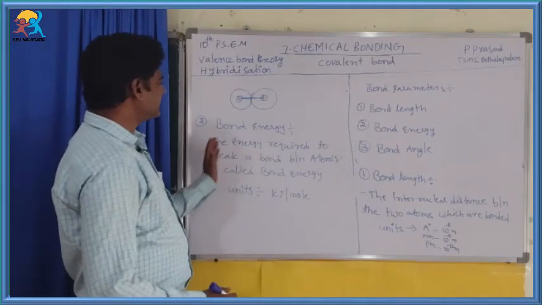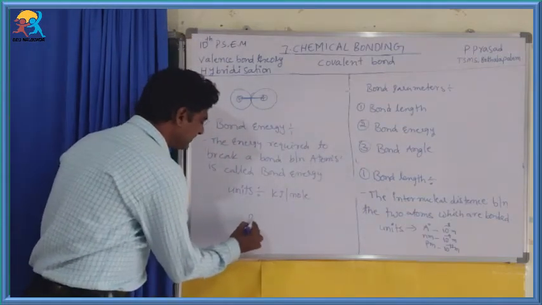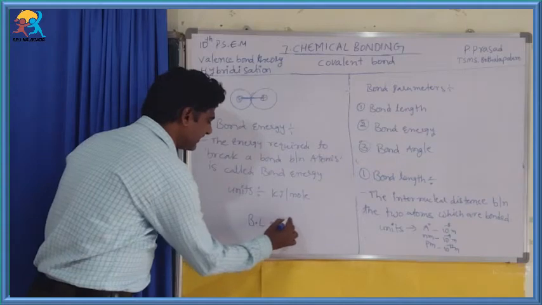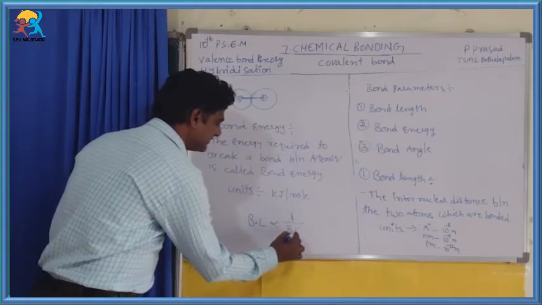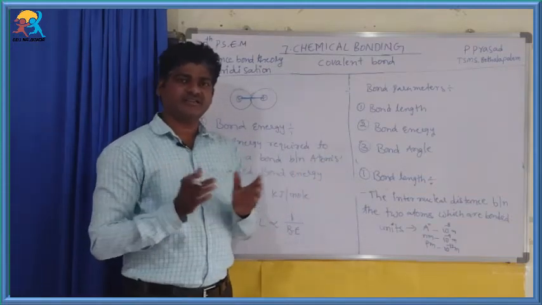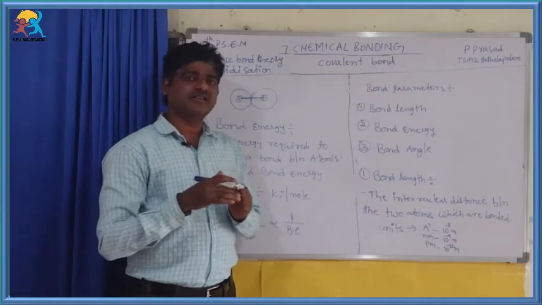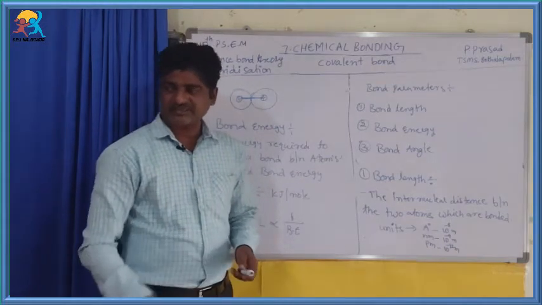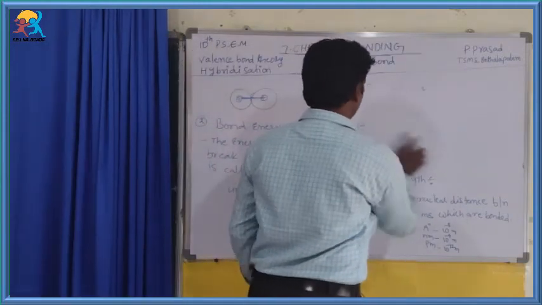So what is the relationship between bond length and bond energy? Bond length and bond energy have an inverse relationship. That means if bond length is more, the bond energy decreases. If bond length decreases, bond energy increases. So they have an inverse relationship. Next we are going to discuss bond angle.